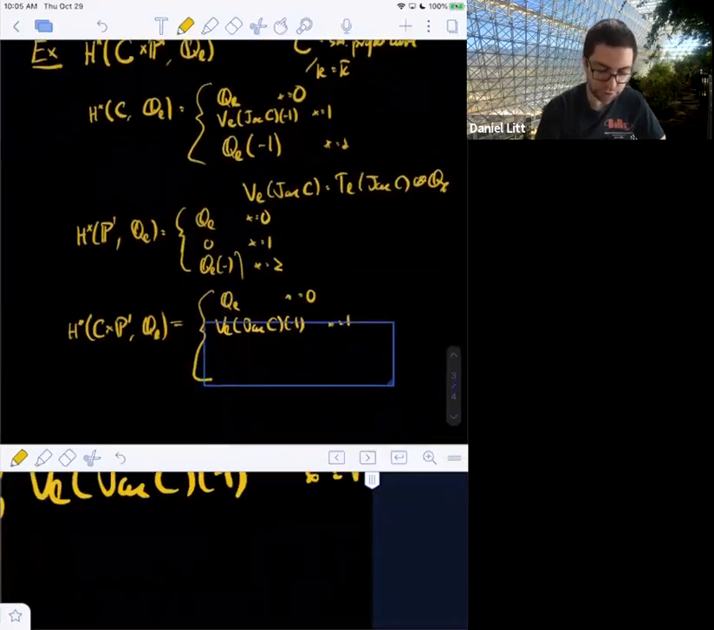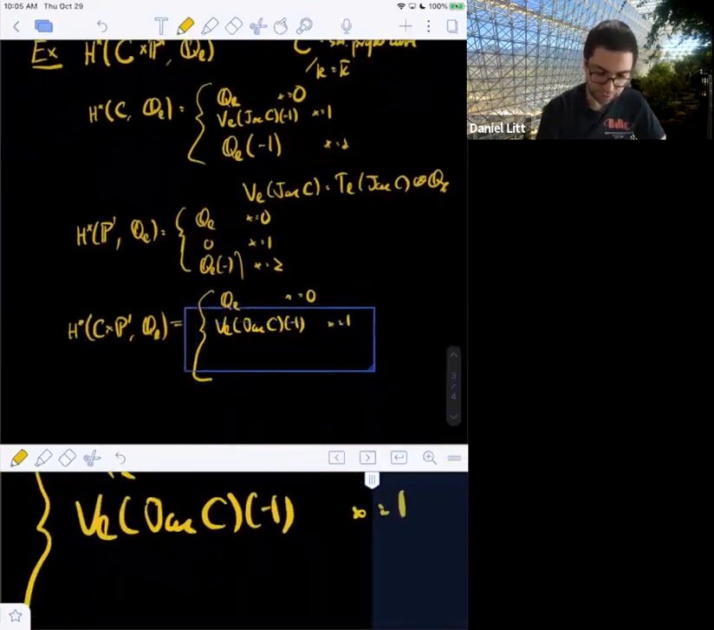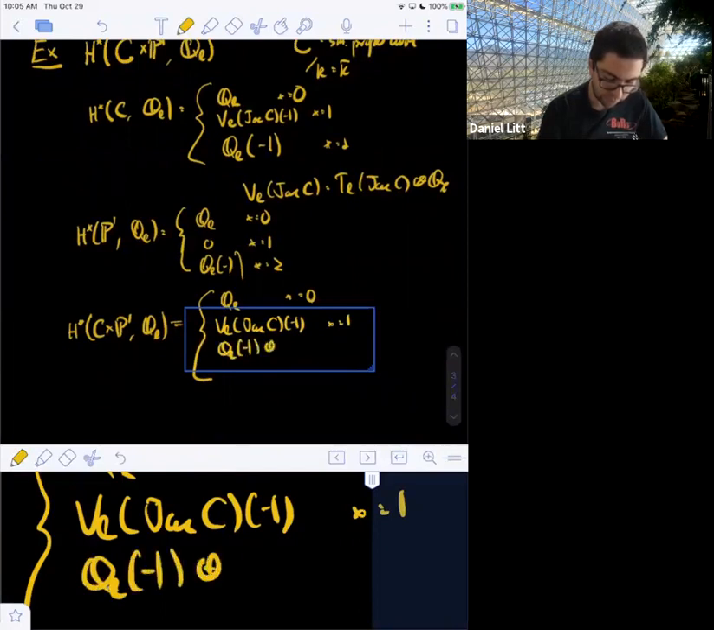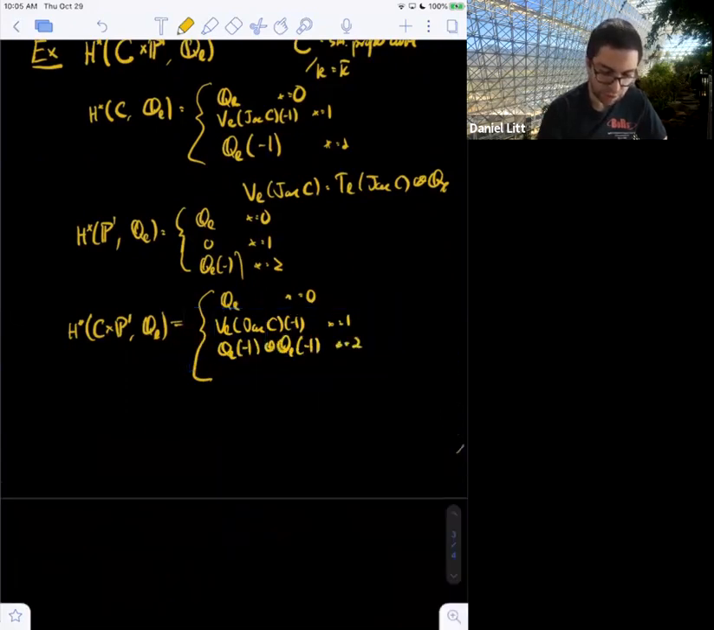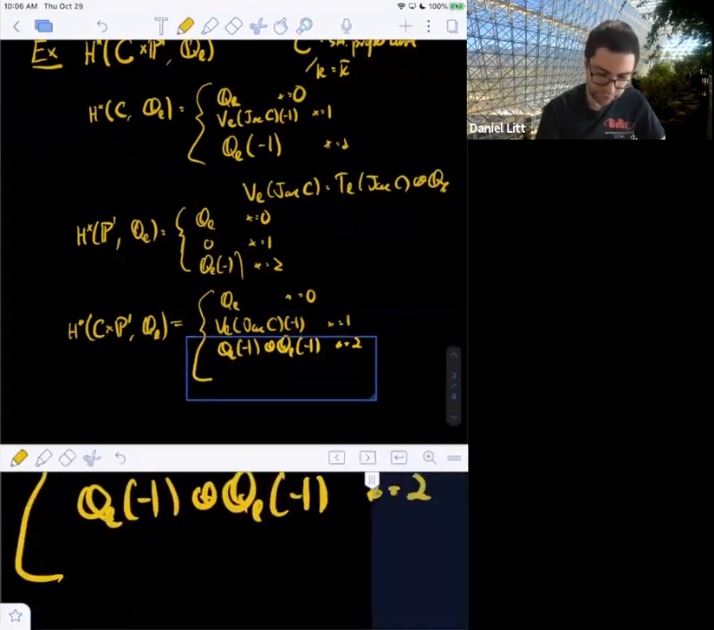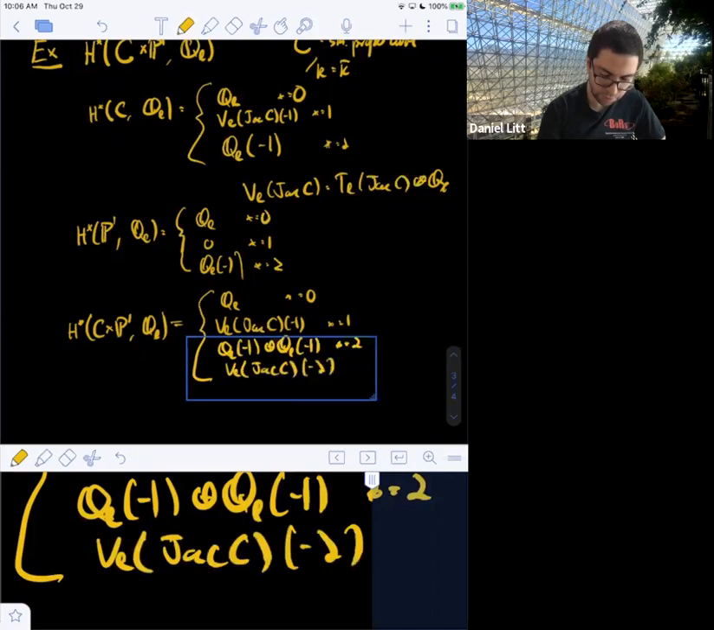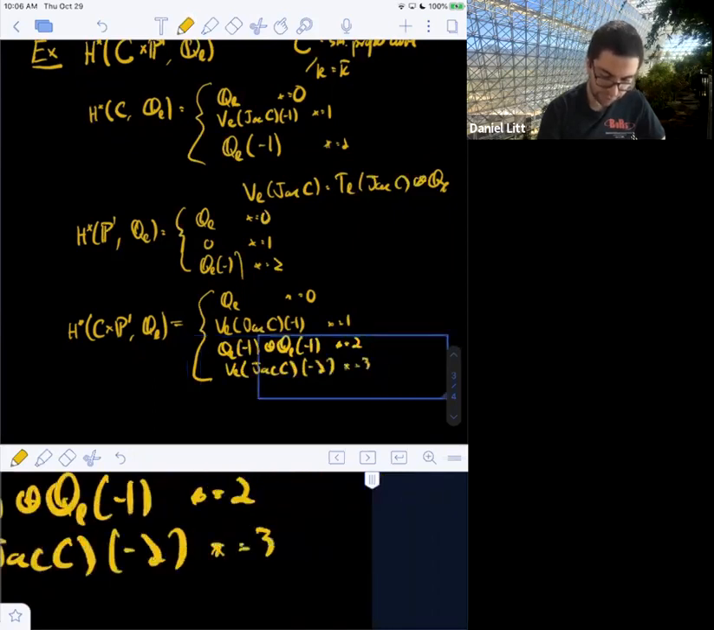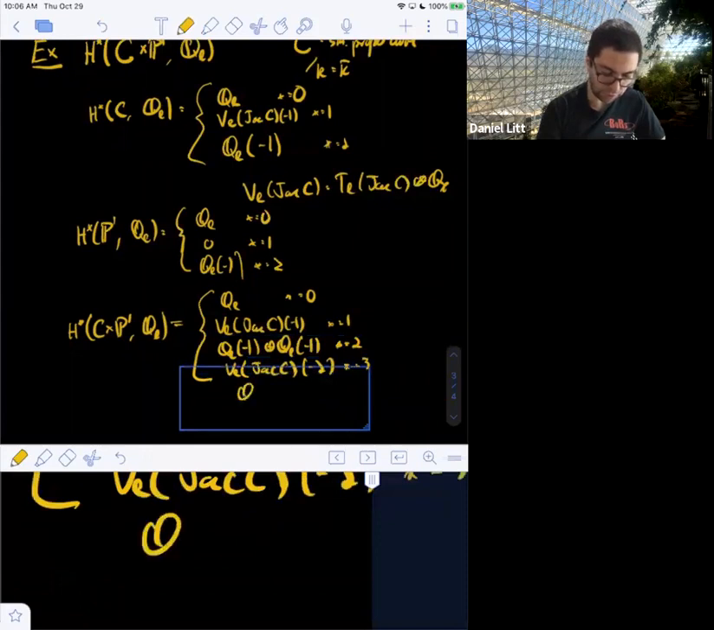Then in degree 2, interesting things start happening. So what do we get? We get QL of -1 direct sum QL of -1, right? Because we get something from this tensor this, and this tensor this. So we get 2 copies of this. Then in degree 3, we get VL of the Jacobian of C twisted by -2. And then in degree 4, we get QL of -2.